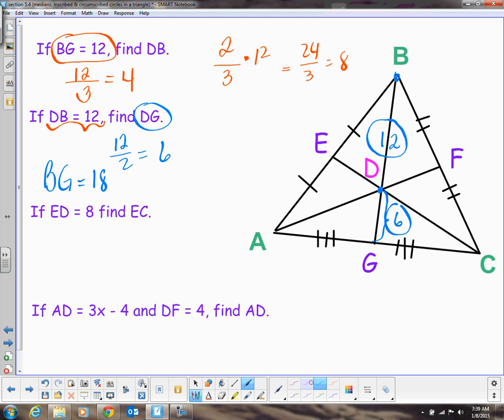Okay, so now we're going to look at ED. This ED is 8. What is this right here then? 16. And so EC, well, let's say we have DC is equal to 16. So what is EC? 24. Why? Because that's 8 and that's 16, so the whole thing will be 24. So we would say 8 plus 16 to show our work.